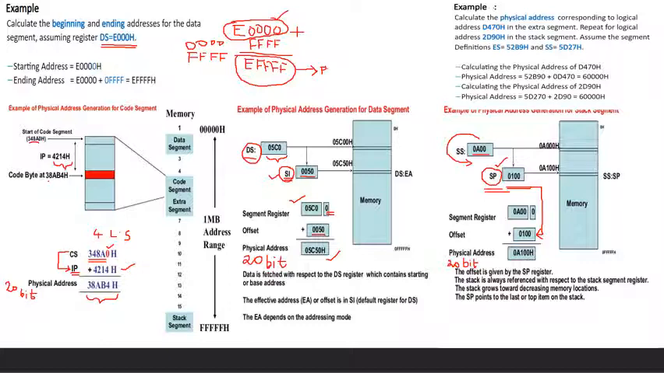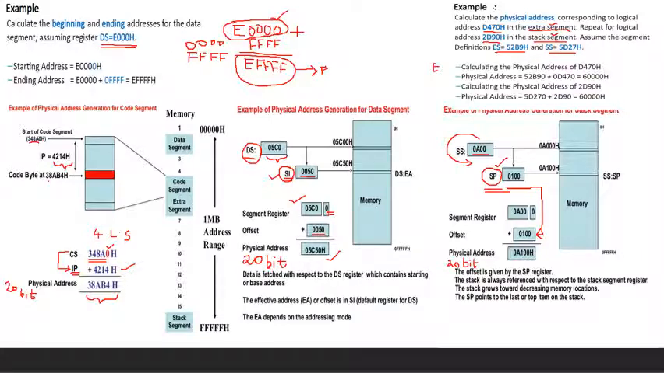Another example is also shown here. Calculate the physical address corresponding to the logical address D470 in the extra segment, and repeat for logical address D490 in the stack segment. Assume the segment definitions ES is equal to 52B9 and stack segment is equal to 5D27. So here we have to find the physical address for the extra segment and the stack segment. First we will start with the extra segment, ES.